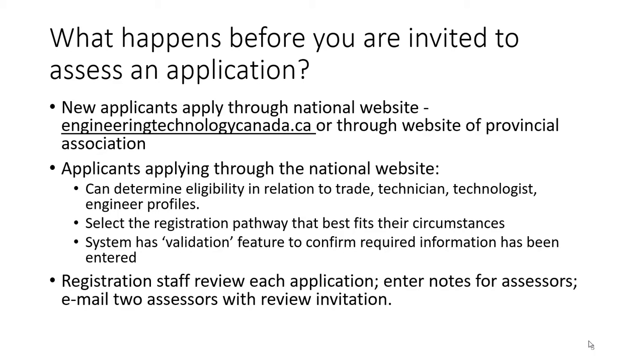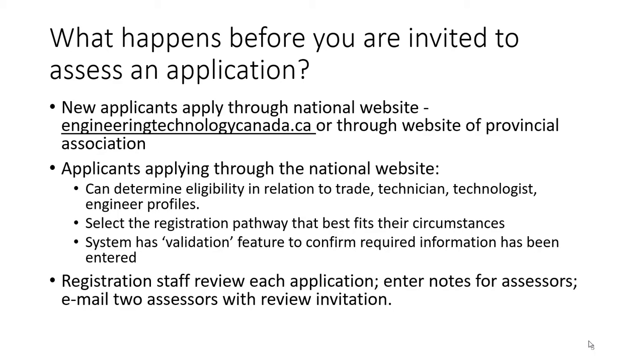Before we talk about the steps for assessing an application, it's important for you to know what happens before you receive the request to assess. First, all new applicants begin the process either from the national website, engineeringtechnologycanada.ca, or directly from the website of the Provincial Association. Applicants that use the national website are able to determine their eligibility by determining if they match the trade, technician, technologist, or engineer profiles. Applicants will also select the registration pathway that best fits their circumstances.